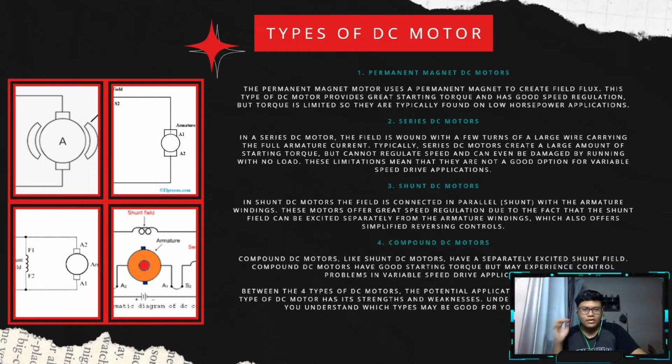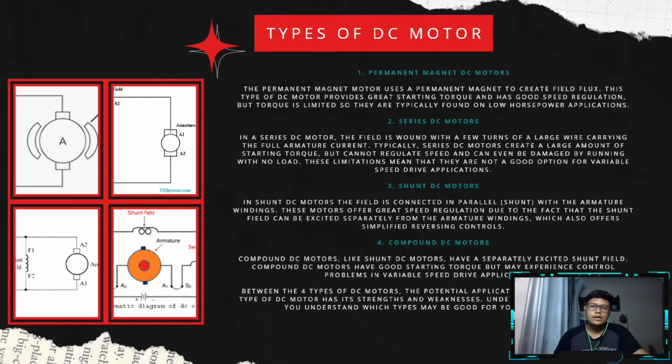Assalamualaikum warahmatullahi wabarakatuh. My name is Mohamed Iman. Now I will talk about types of DC motor. There are 4 types of DC motor. First is the permanent magnet DC motor. The permanent magnet motor uses a permanent magnet to create field flux. This type of DC motor provides a great starting torque and has good speed regulation, but torque is limited, so they are typically found in low horsepower applications.